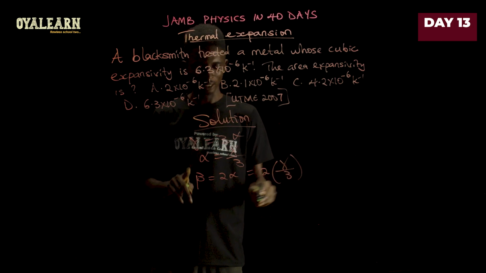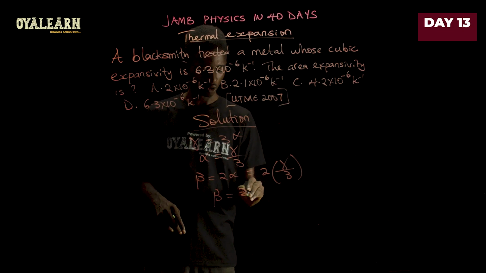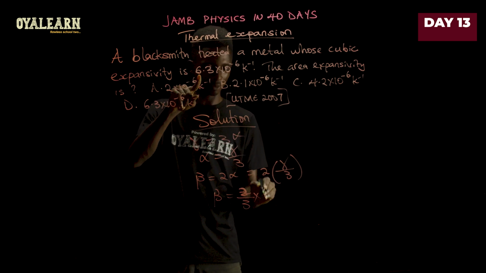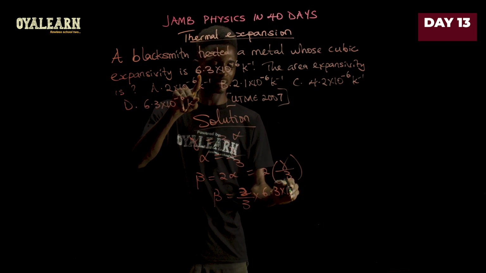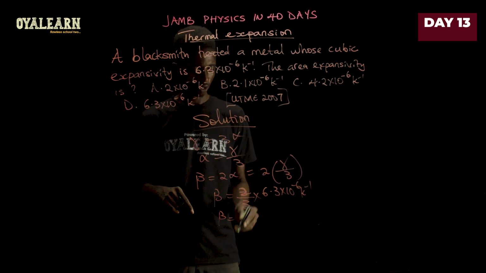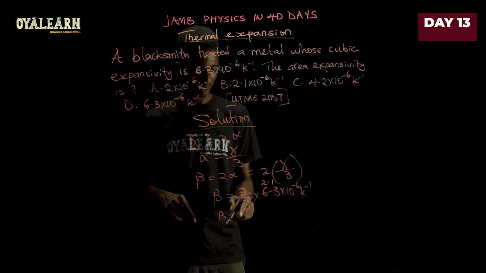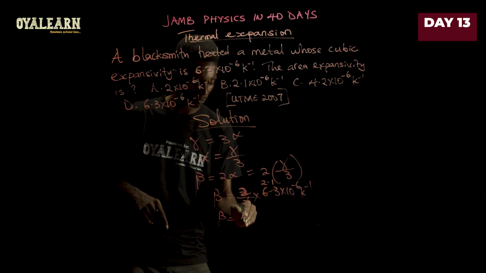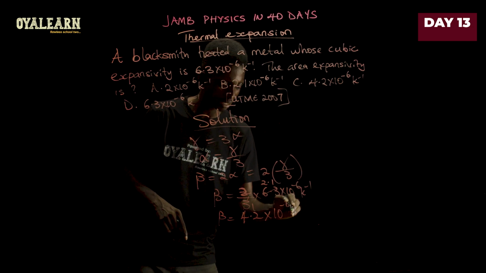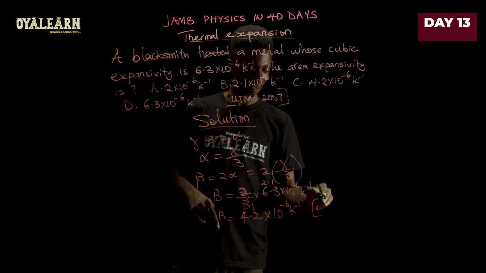Gamma divided by 3. So we'll apply this as 2/3 of gamma. Now gamma is the cubic expansivity, which is 6.3 times 10 raised to the power -6 per Kelvin. Now when we apply this, what do we have? 3 here 1, 3 here, this is 2.1. Now 2 times 2.1 will give us 4.2, and that will be times 10 raised to the power -6 per Kelvin. And that is what we see in option C.